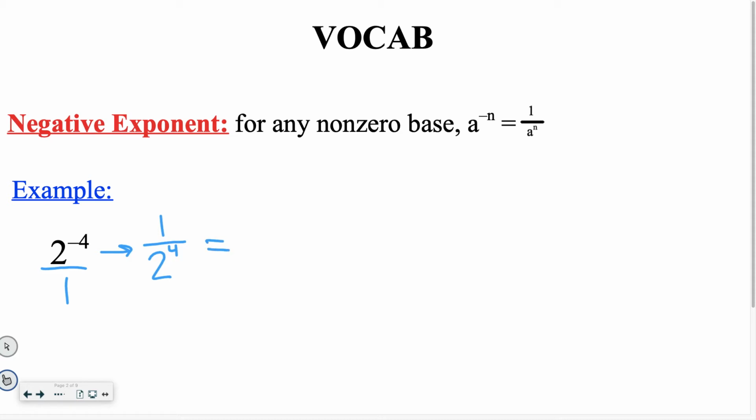So a lot of you are going to be tempted to leave your answer right there, but today we're going to practice where you actually figure out what is 2 to the 4th power. And 2 to the 4th power is 16. So you would rewrite this fraction as not just 1 over 2 to the 4th power, but 1 over 16. Okay, so that is what we're going to be focusing on today.